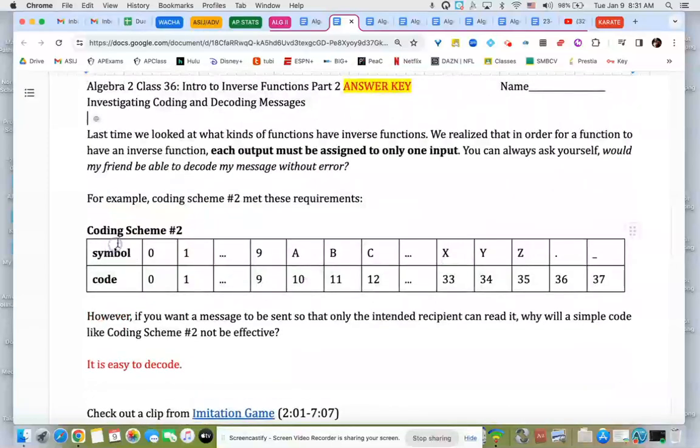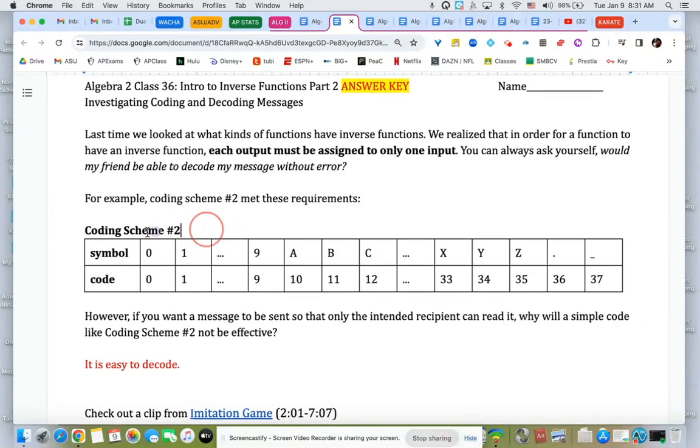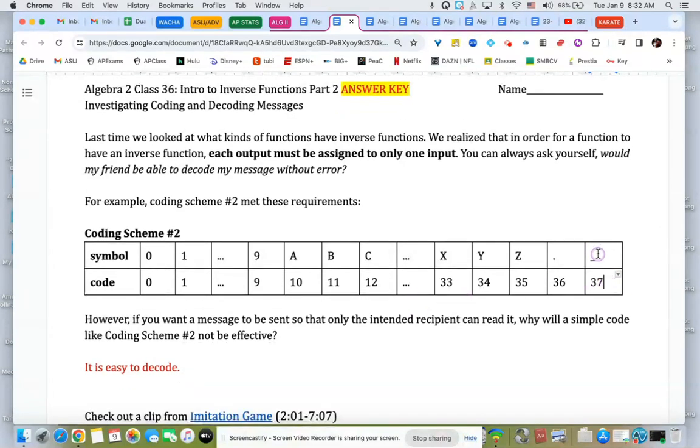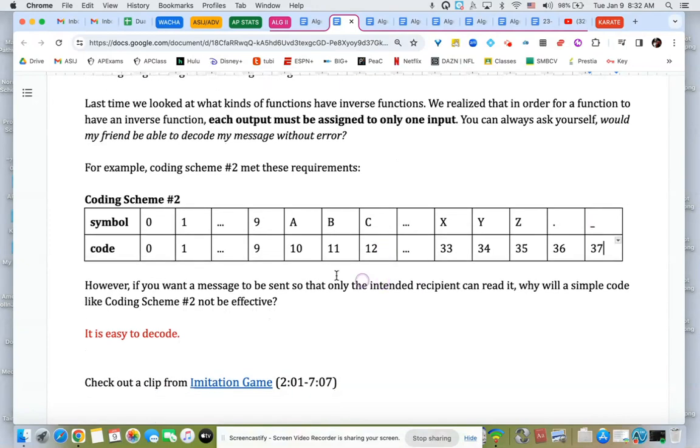So this scheme we had in part one, it was the second one. You can see it says scheme two here. That was the second scheme that they introduced in the first part of this inverse function set. It was very simple. 0 goes to 0, 1 goes to 1, and then 10 was an A, 11 was a B, 12 was a C, all the way up to 35 is a Z, 36 was a period, and 37 is just a space. This isn't a hyphen, it's just a space. So that could separate your words and stuff. Okay, so that was very simple.